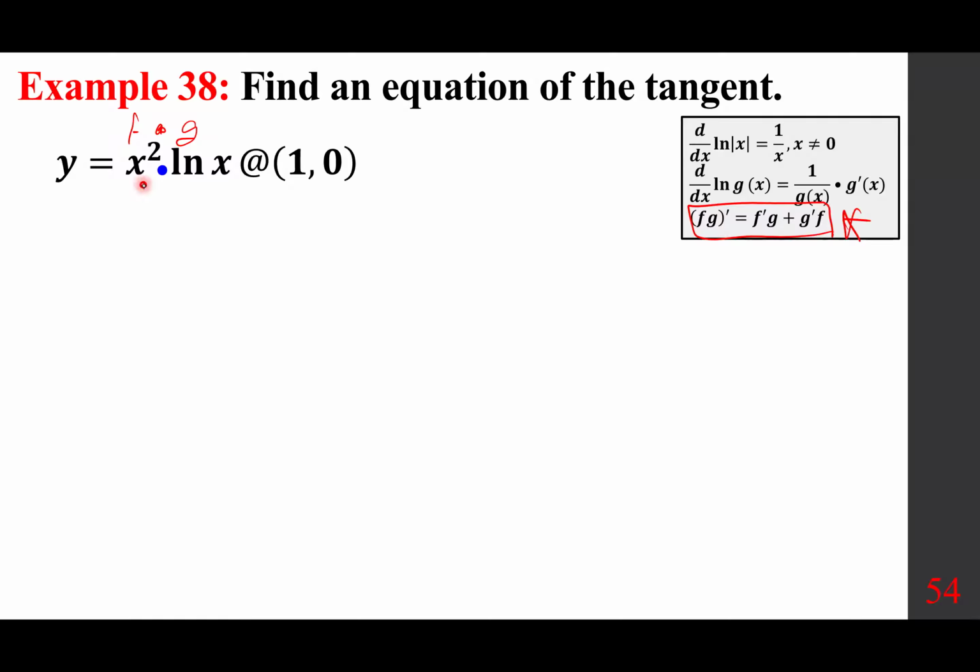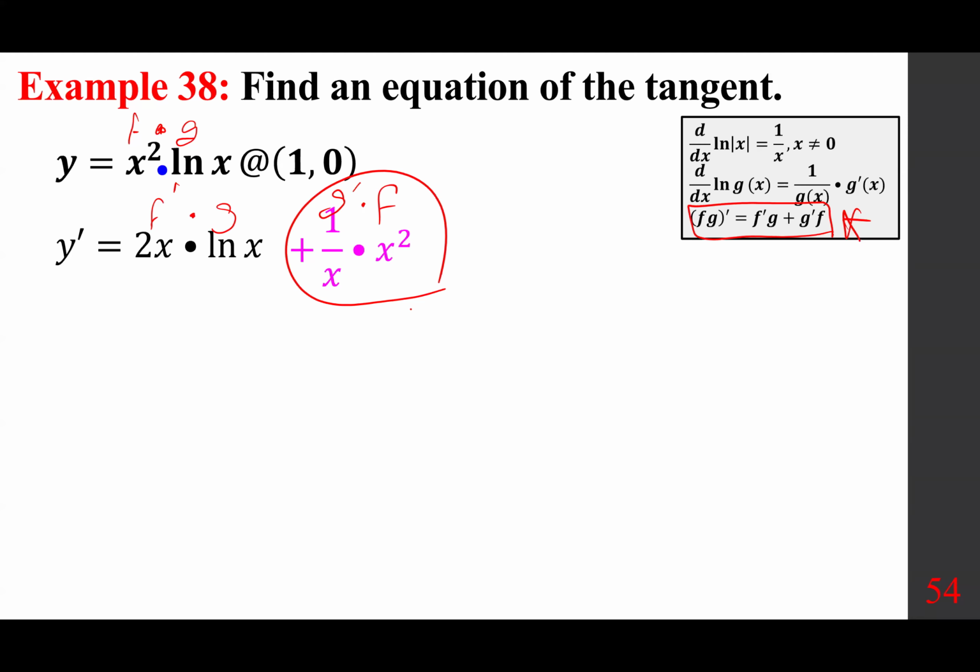So f prime g plus g prime f. If f prime is 2x times g, ln x, and g prime, the derivative of ln x, is simply 1 over x, times f, which is x. So in other words, we are looking at f prime g plus g prime f. And so the first one is 2x ln x, and the second piece simplifies to x.